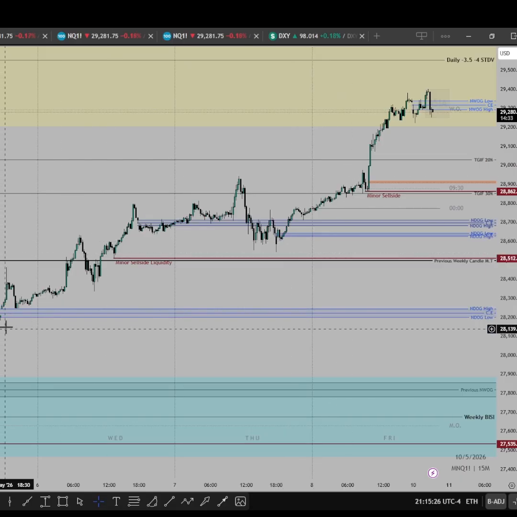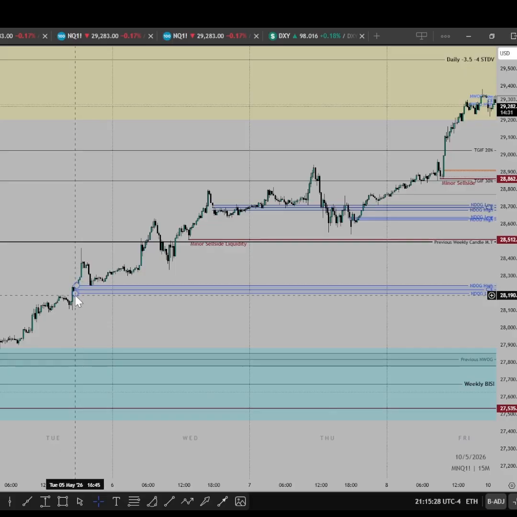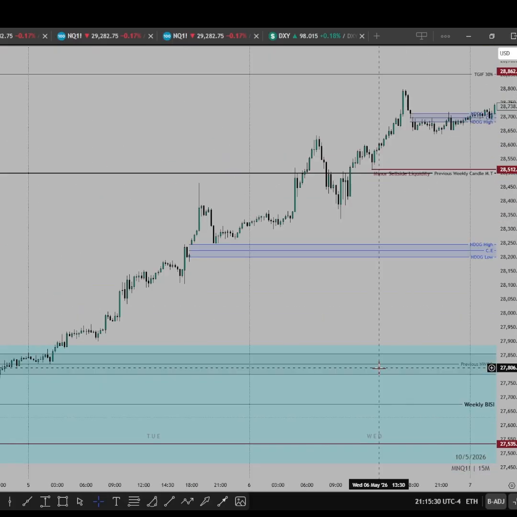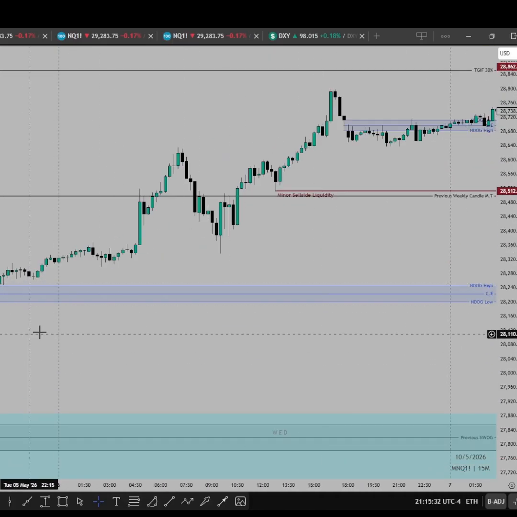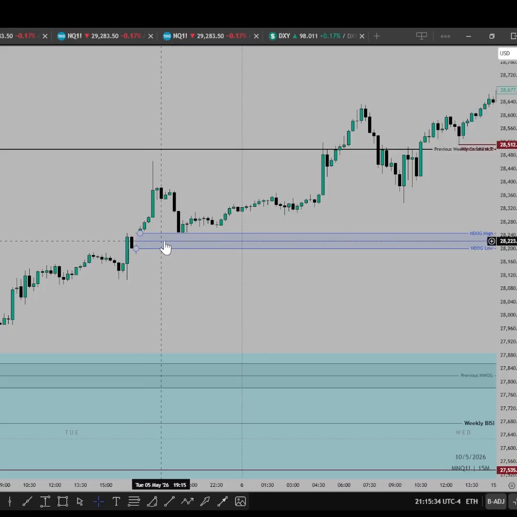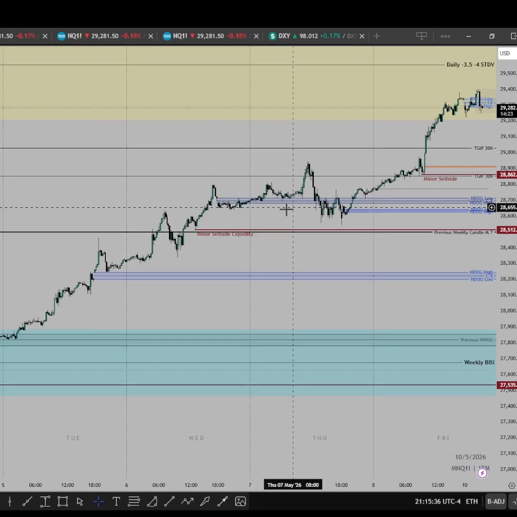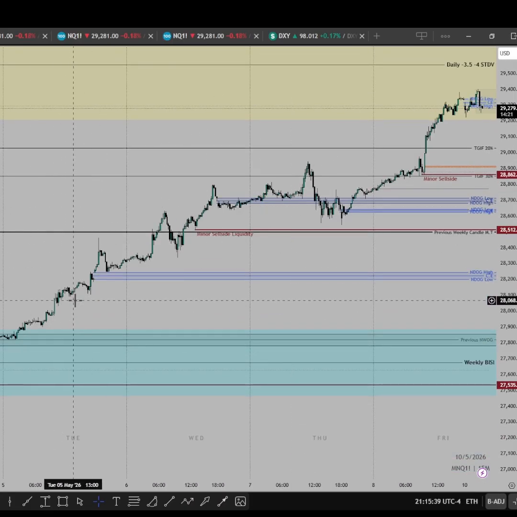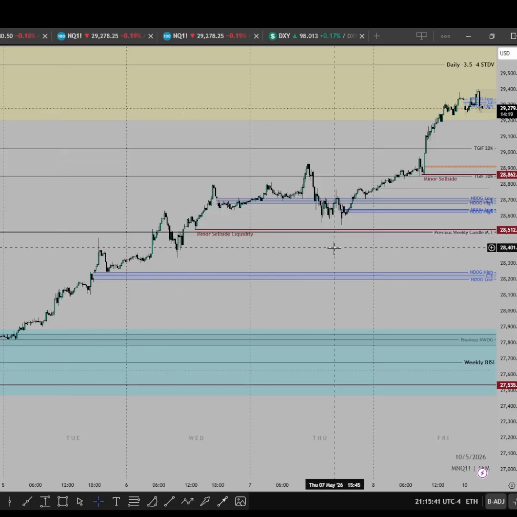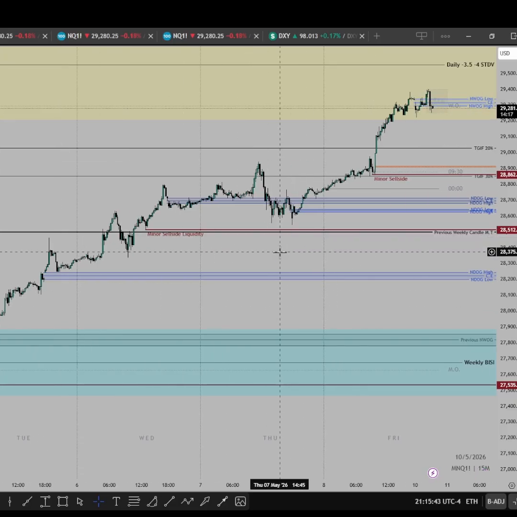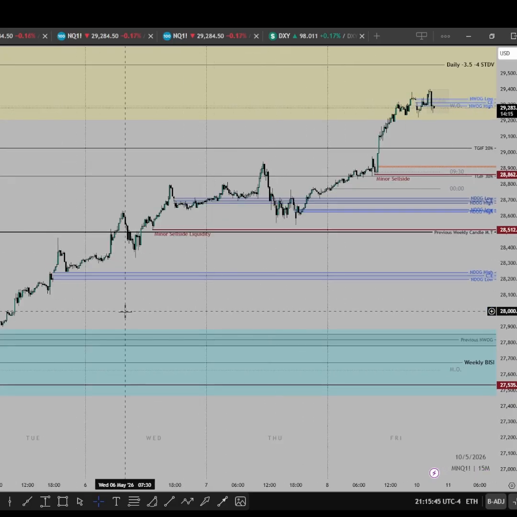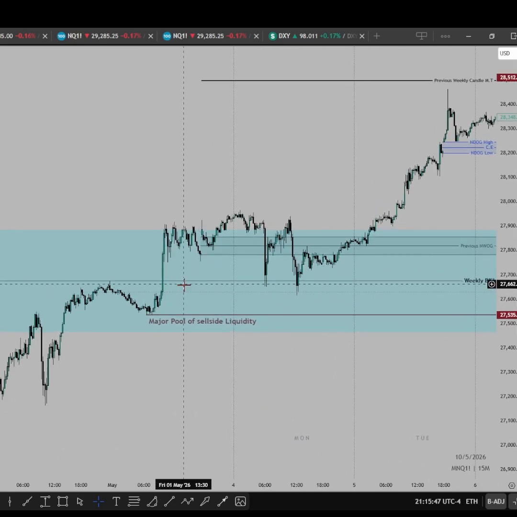We have this here too. And we also have a pool of sell side here. If I look closely, look at that. Right here, we have a pool of sell side. We have relative equal lows here as well, a couple of relative equal lows. These are engineered on purpose. I'll show you something. I don't know if it's going to play out, but either it consolidated.